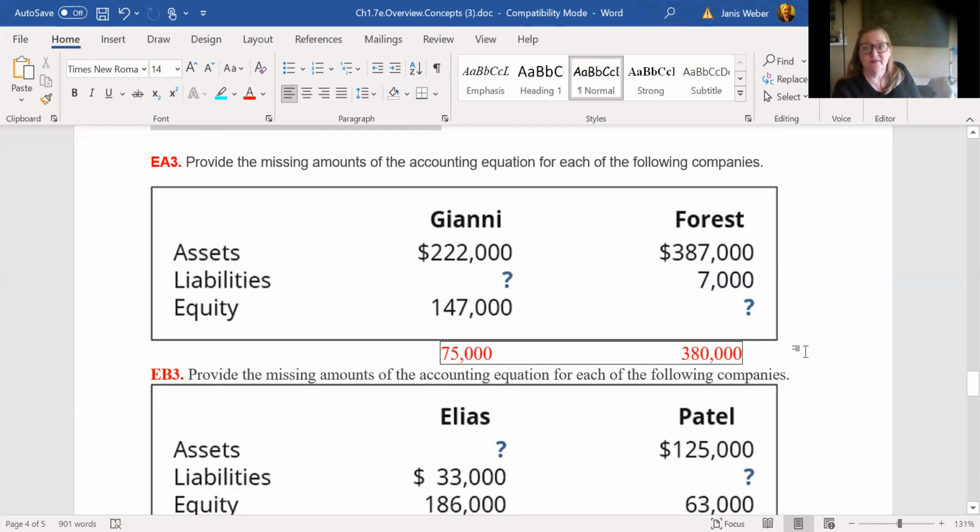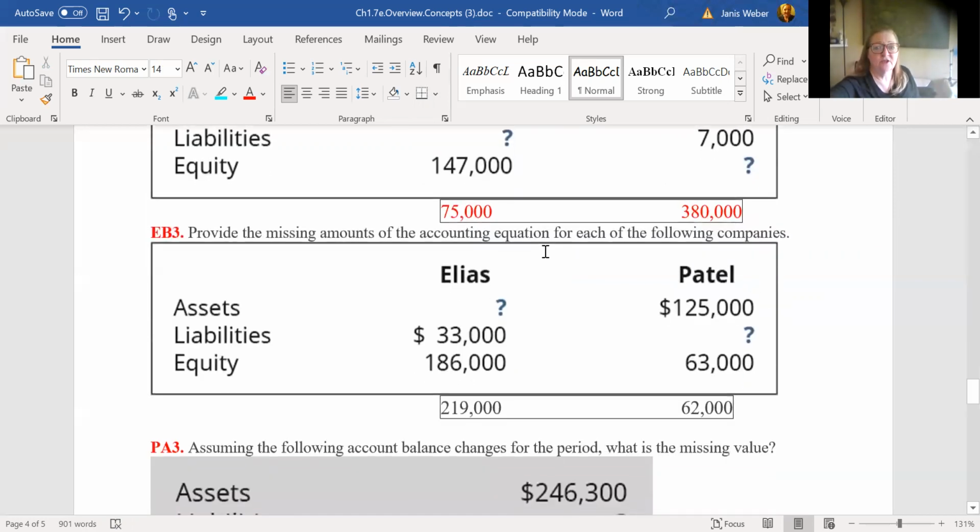For Gianni, it's 75,000, because if you take 75,000 and add 147, you come to 222,000. The way you would calculate that is to write it in the format of algebra if you want: 222 equals X plus 147. You could use the thousands if you want, but if it's all round numbers, you can just find out how many thousands are different. You come to the result of 75 as your difference, right? So here's another one.